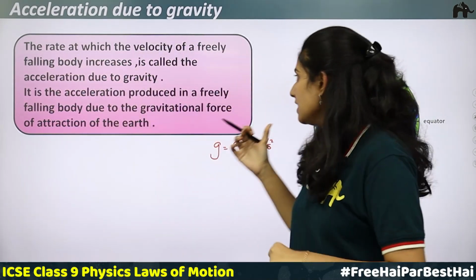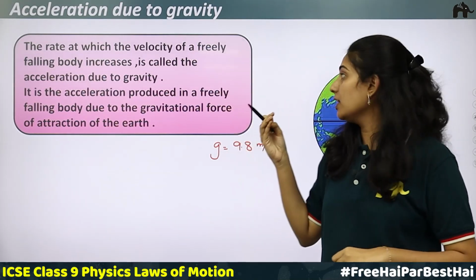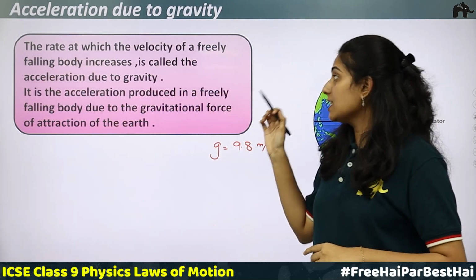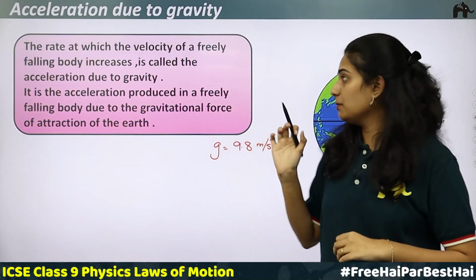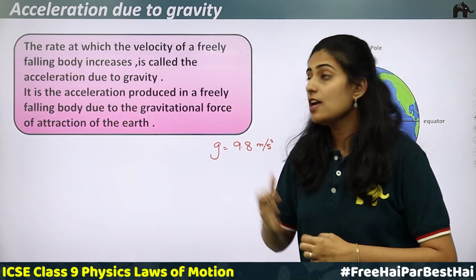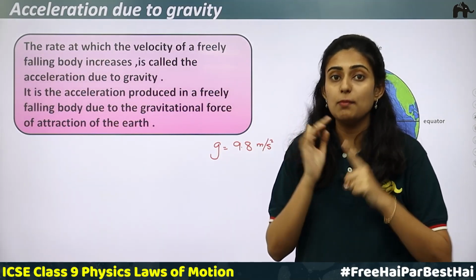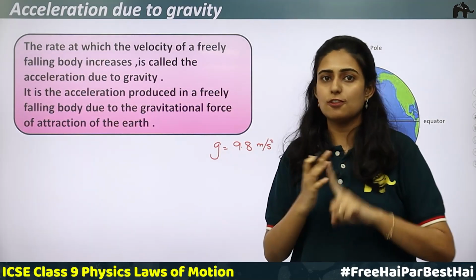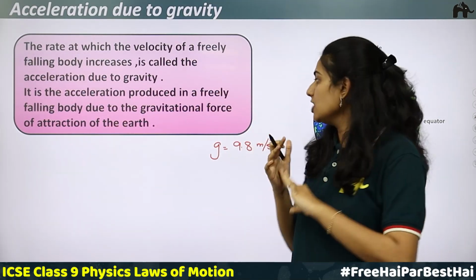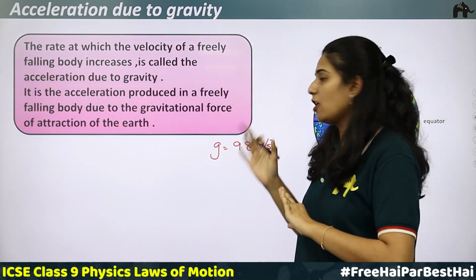Okay, this acceleration due to gravity we can define as the rate at which the velocity of a freely falling body increases is called the acceleration due to gravity. It is the acceleration produced in a freely falling body due to the gravitational force of attraction of the earth. Here we know velocity increases or the acceleration change is happening only because of a force, and this force is a force of gravity. The value of g is independent of mass, size and shape of the body. Okay, the same for every object. It is independent of the mass.